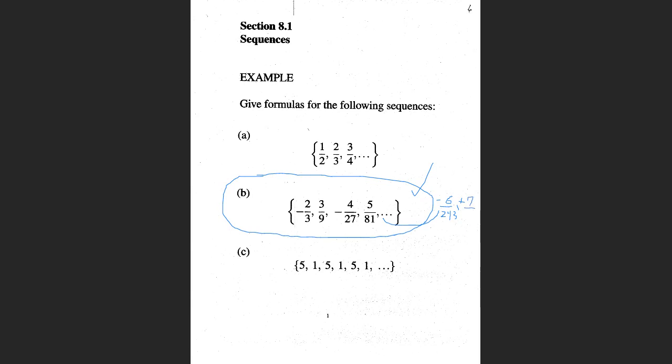over what? What's going on in the bottom here? What's going on in the denominator? 3, 9, 27, 81. Powers of 3. That's right, Michael. So the next term would be positive 7 over 729.